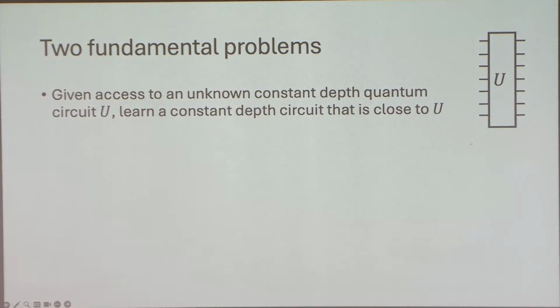Given access to an unknown constant depth quantum circuit U, as shown in the figure, we want to learn a constant depth quantum circuit that is close to U, let's say in diamond distance. So the learning algorithm can access U and wants to figure out a description for U.